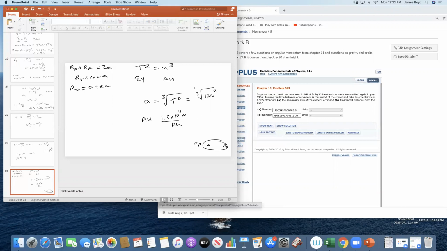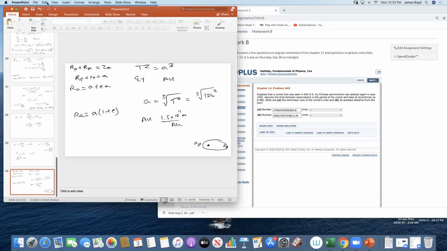Big old answer. Then what is its greatest distance from the sun? Well, that's RA. Once you have A, you can multiply by 1 plus E. They gave us E here of 0.985. So multiply whatever you find for A by 1.985. And you've got it, right? This question is just basically using Kepler's equations.